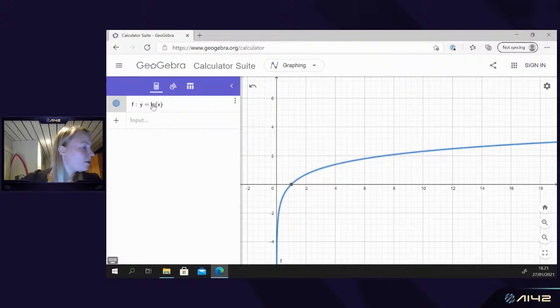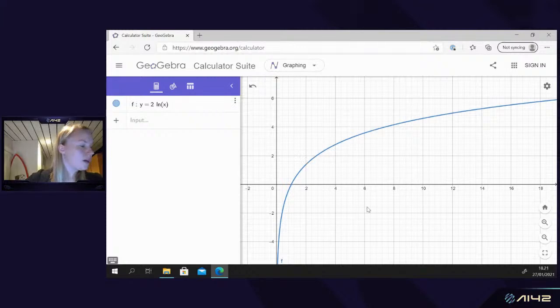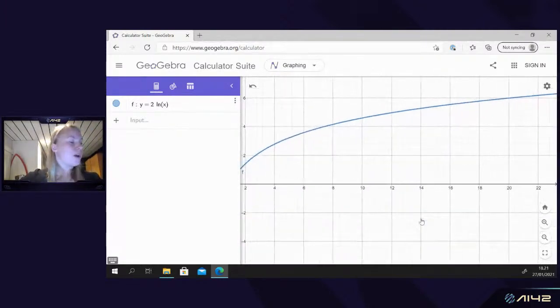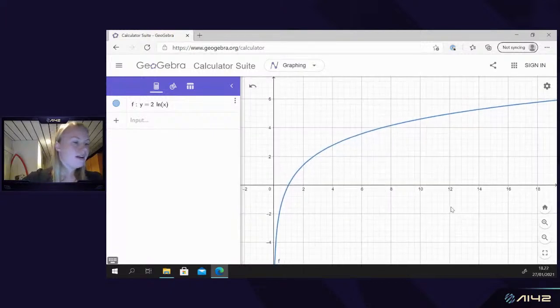And again, if we wanted to do some kind of transformations on this one, we could, for example, multiply this equation by 2. And we can see that it immediately starts to grow much faster than in the previous case. So again, we are able to do these transformations, whatever the function is like.